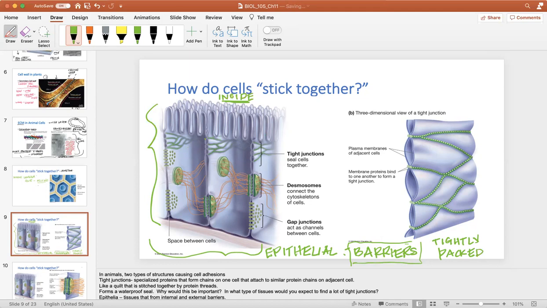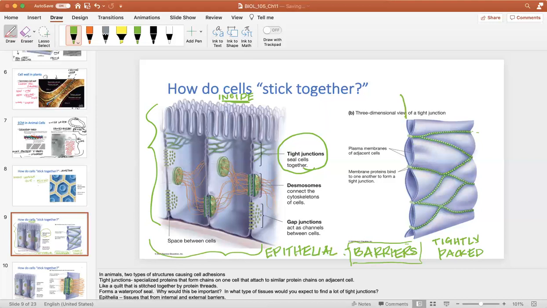All right, and we're going to use a couple of features to stick these things together. The first one is called a tight junction, okay? And here's what it looks like up close. It kind of looks like your grandma has stitched a quilt for you. So you can think of these tight junction proteins, these are proteins here, as being thread that has been sewn into a quilt to hold two cell membranes together.